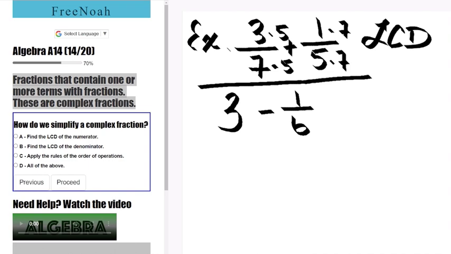Now, let's take a look at the denominator. 3 wholes minus 1 over 6. We're going to take the 3 wholes and convert it into an improper fraction. So 3 over 1. Now the common denominator here will be 6. So 1 times 6, and the 3 gets multiplied by 6. Now the 1 over 6 gets multiplied by 1. So 1 times 1 and 6 times 1.